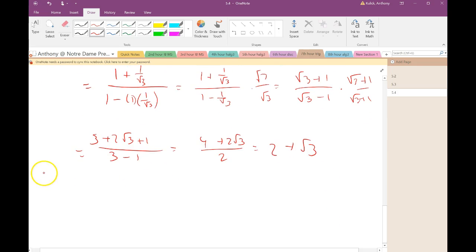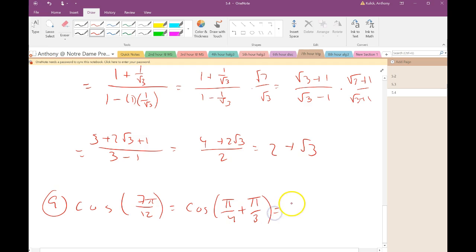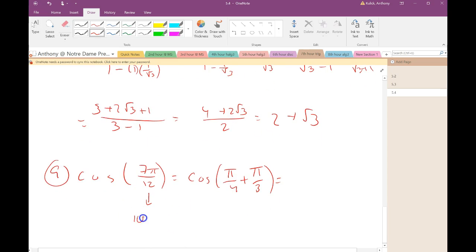Okay. I'm not sure which one you're talking about. Cosine 7 pi over 12. 7 pi over 12 I can rewrite as, so again, if you're not sure, 7 pi over 12 is 105, so we can think about this as 60 plus 45. Oops, except it's the other way around.